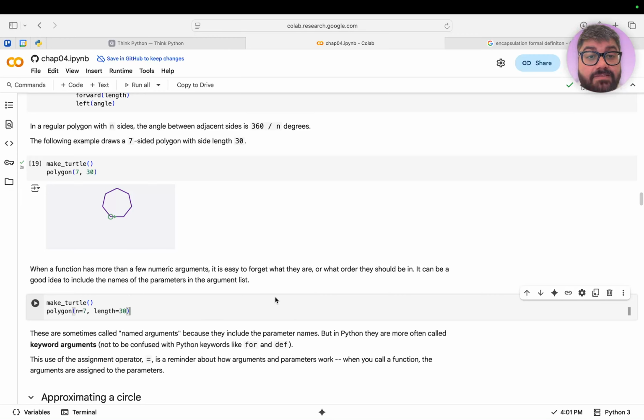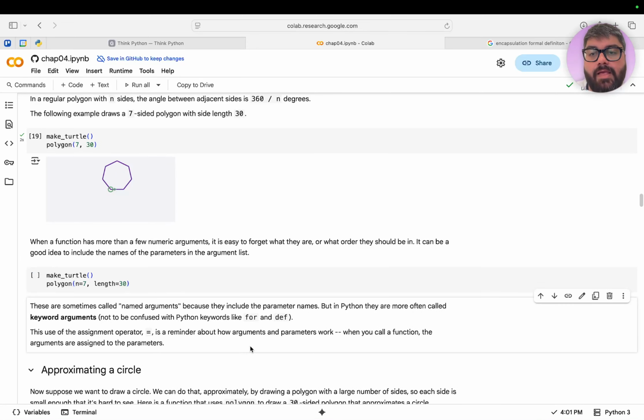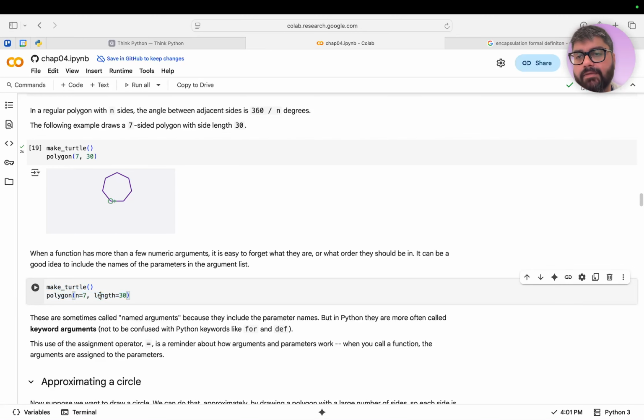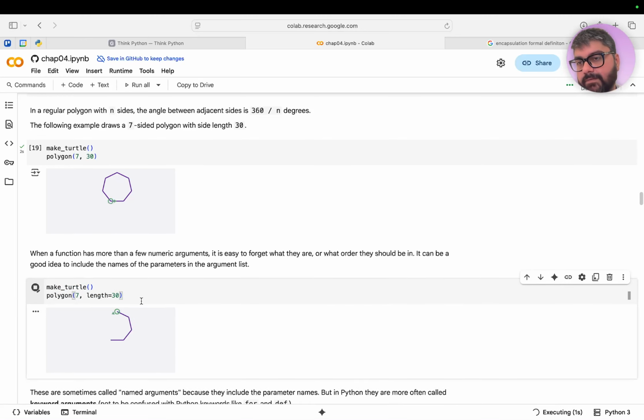So that makes the code more readable for other people. And there's a decent amount of nuance here with keyword arguments and positional arguments and star args and star kwargs, wherein you can pass in a mixture of positional arguments. You can just be like 7 and then comma length 30 in this example, right? I believe that would be valid as well. If I just do this, yeah, see.